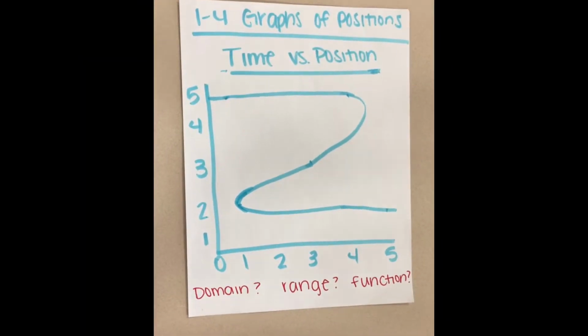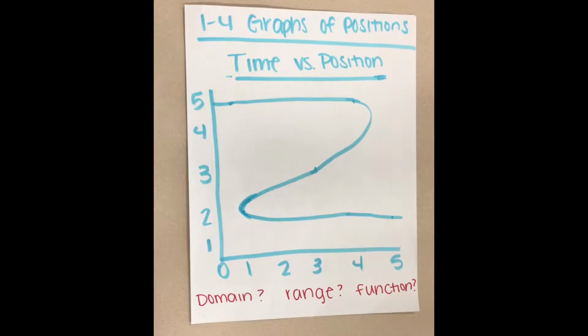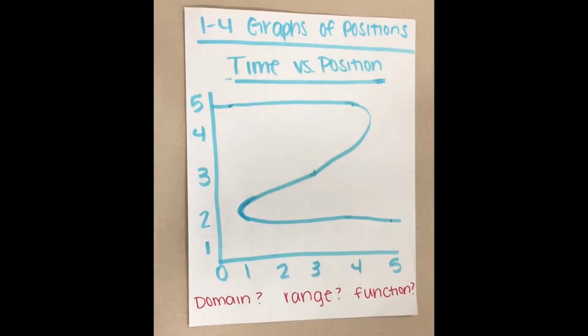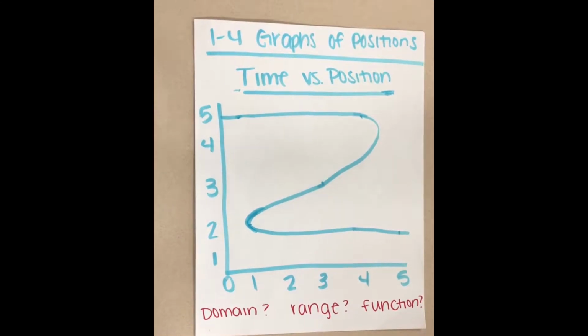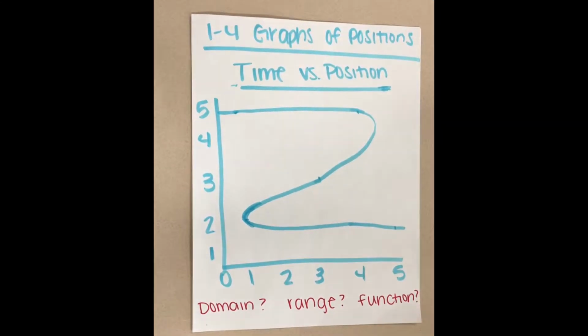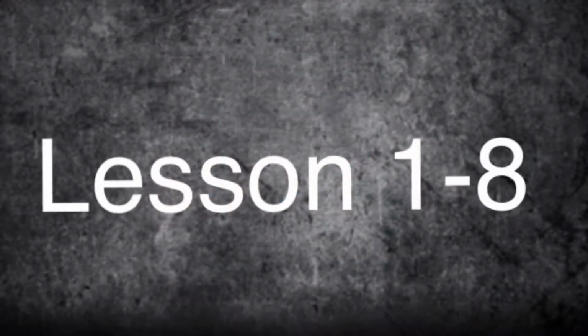1-4, Graphs of Functions. The domain of this graph is all real numbers. The range is 1 ≤ y ≤ 5. This graph is not a function because it does not pass the vertical line test, and not every x has one y.